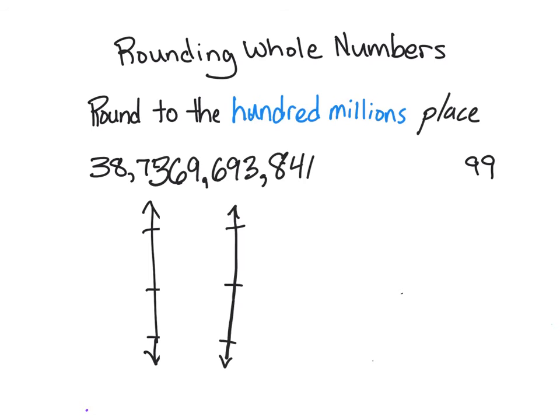The next problem, we are going to round to the 100 millions place. So we might remember when we were talking about the periods, this was the ones period, the thousands period, and this, of course, is the millions period. So the number in the 100 millions place would be the 3. So that would be equal to 300 million. That will become our low, 300 million. Our high number is going to be 100 million more than that, which would be 400 million.